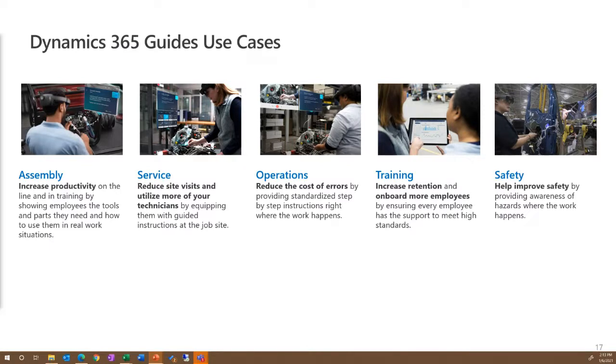Assembly, which can be used to show employees what tools and parts to use. Service, to provide technicians with guided instruction operations to help reduce errors and support compliance for complex tasks. Operations, to help reduce the cost of errors by providing standardized step-by-step instructions. This could be related to quality or the actual production process.